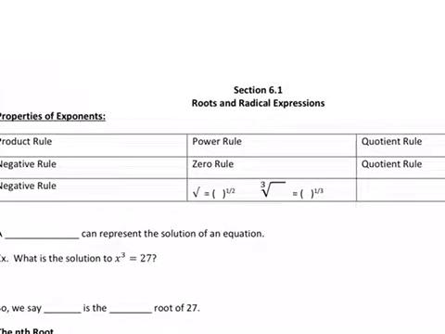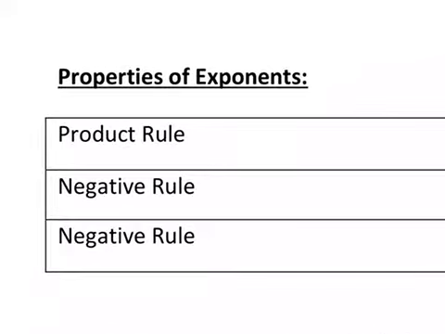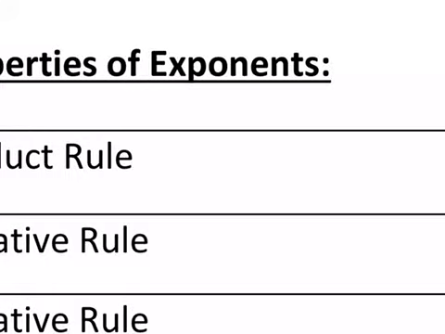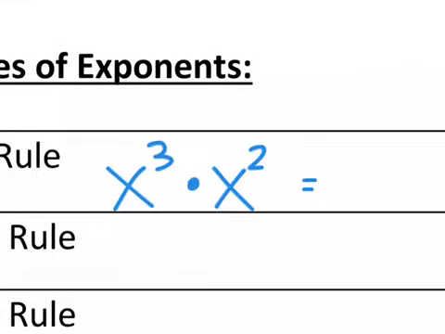So here we're going to start into chapter 6, which a lot of it's going to be about exponents. To get started, we're going to do a review on some properties of exponents. One is called the product rule, and that would be if we had something like x to the third multiplied by x squared, and determining what that gives us.